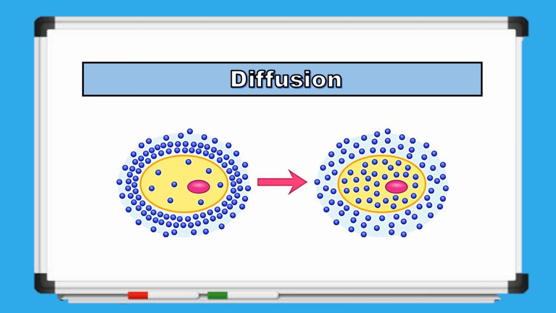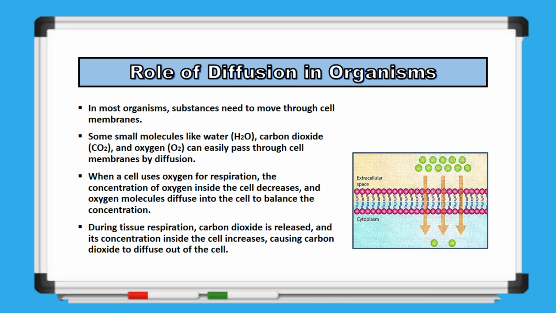If the particles are small and nonpolar, they can pass directly through the cell membrane via simple diffusion. Larger or polar molecules may require facilitated diffusion, where specialized proteins like channels or carriers help transport them across the membrane. This process does not require energy and continues until the concentration inside and outside the cell becomes balanced, achieving equilibrium. Diffusion plays a vital role in organisms by enabling the movement of substances across cell membranes.